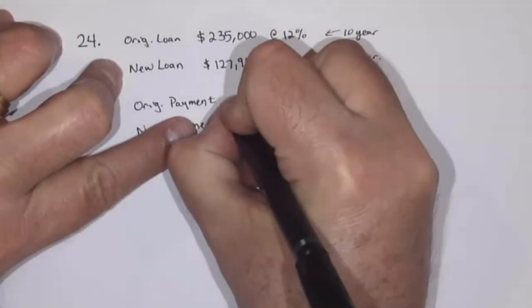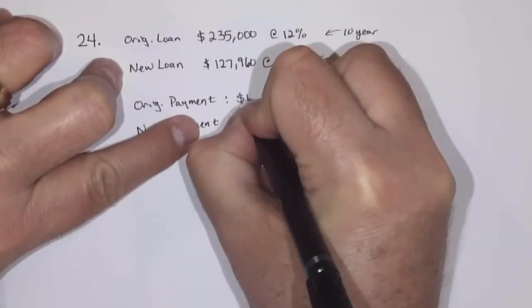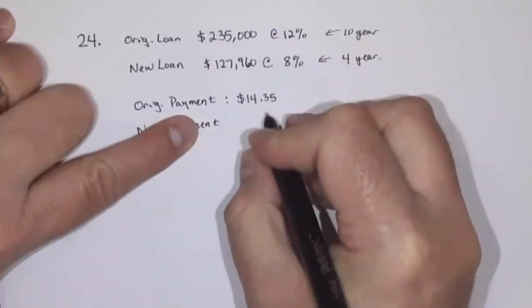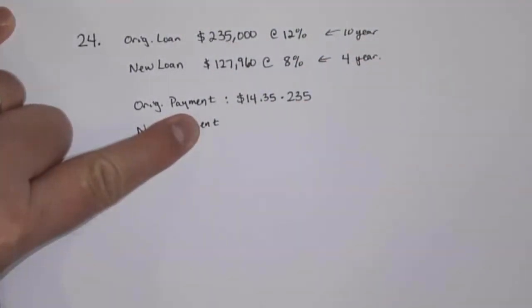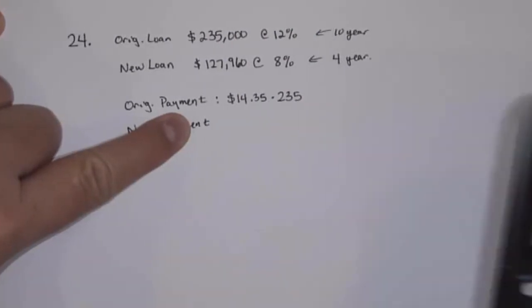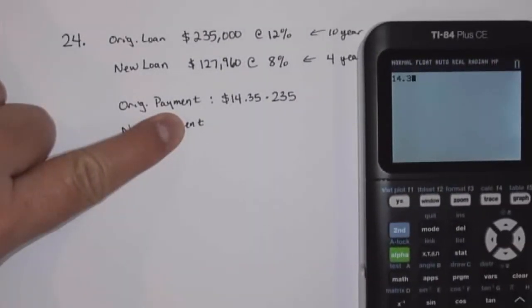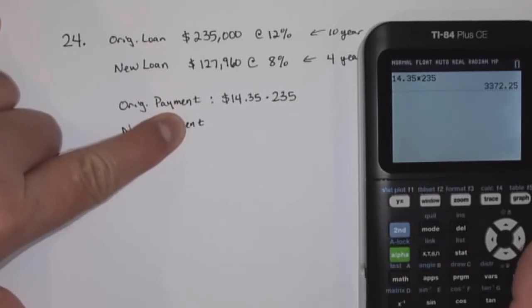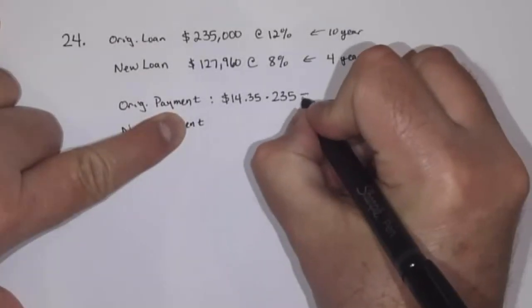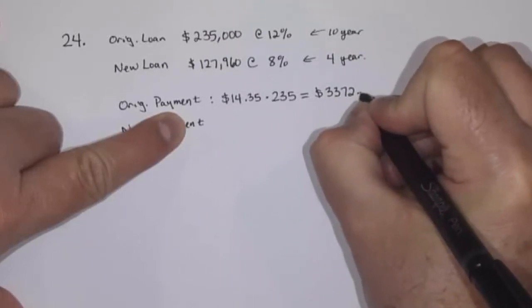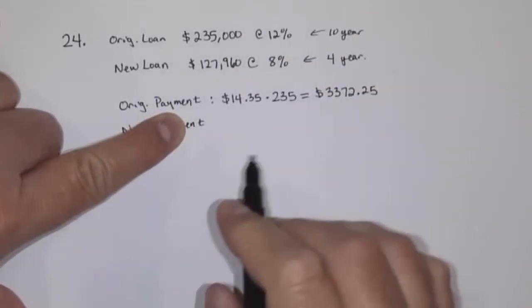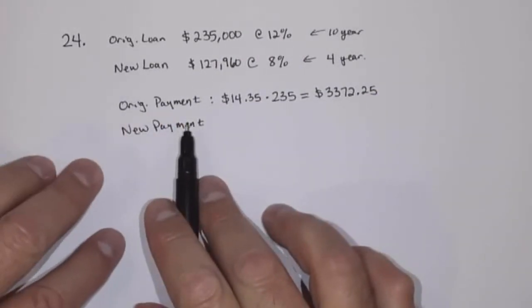So our original payment is going to be the $14.35 for each 1,000, and we had 235,000. So if I take 14.35 times 235, that payment is $3,372.25 per month. So we're making a $3,372.25 payment each month under the original payment.